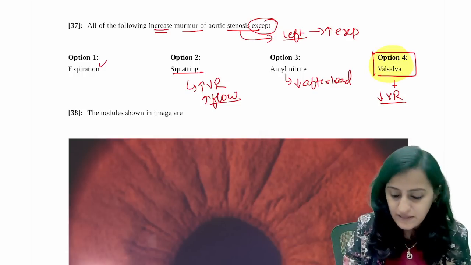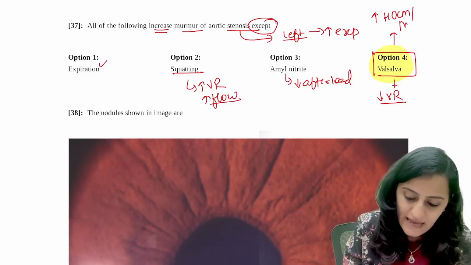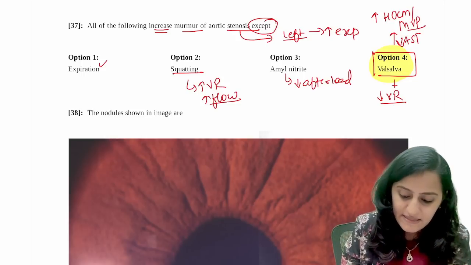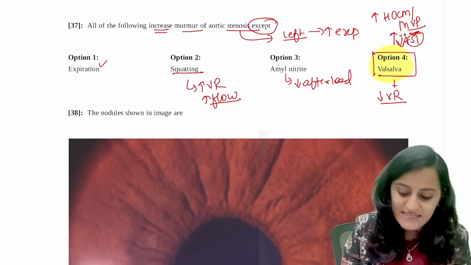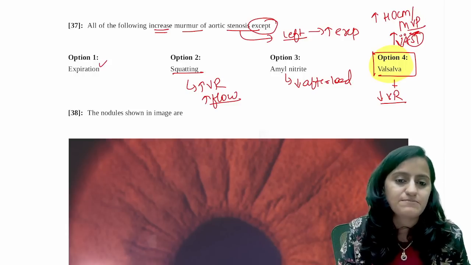Okay, the Valsalva. Valsalva increases the murmur of HOCM and mitral valve prolapse. Okay, remember the mnemonic was VAST. That is Valsalva, amyl nitrite, ST is standing, which increase the murmur of HOCM and mitral valve prolapse.